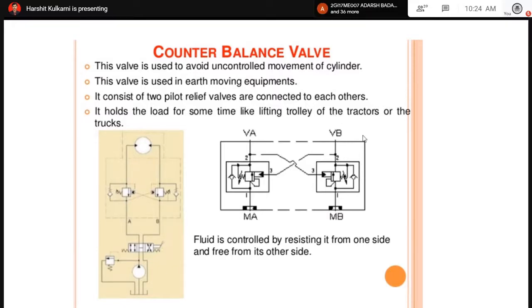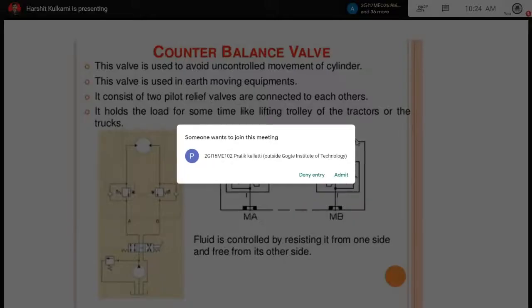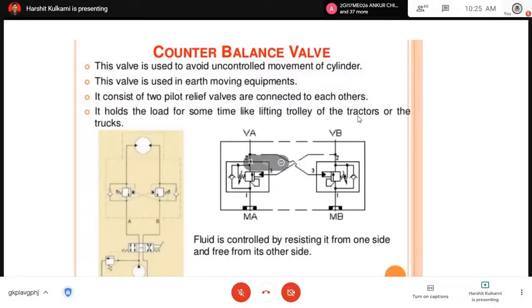So the fluid flow is controlled by resisting it from one side and free from the other side. Okay, so there will be flow which will be blocked at one side, and on the other side it will be a free flow. Fine. So that is what your counterbalance valve application is.